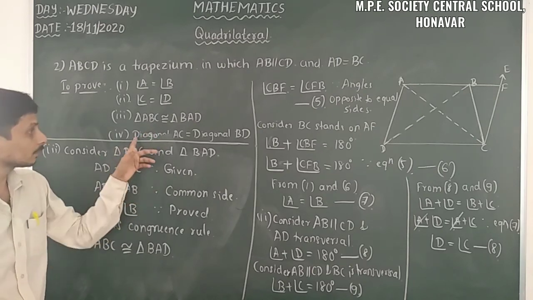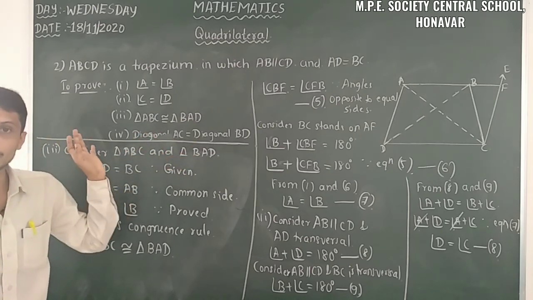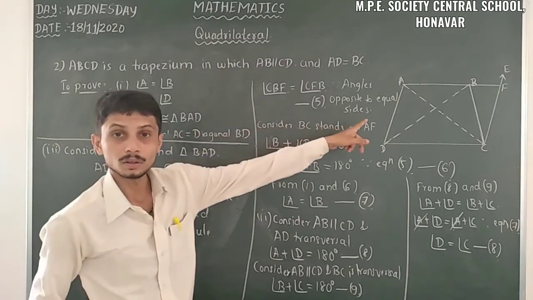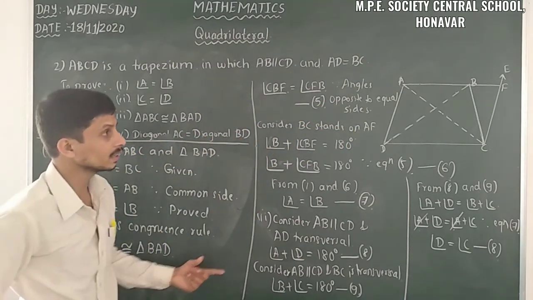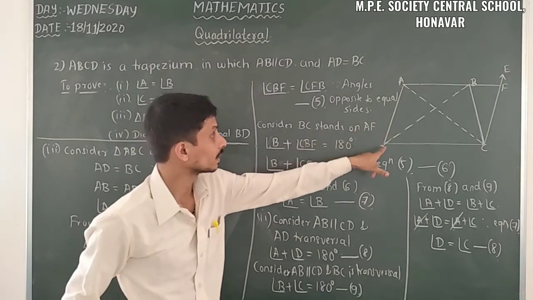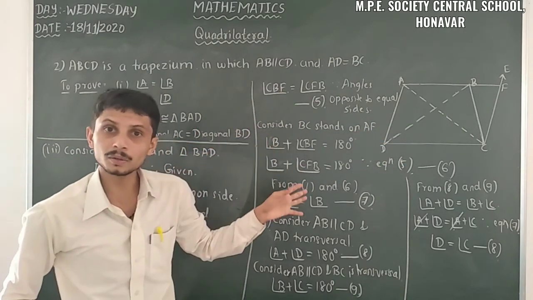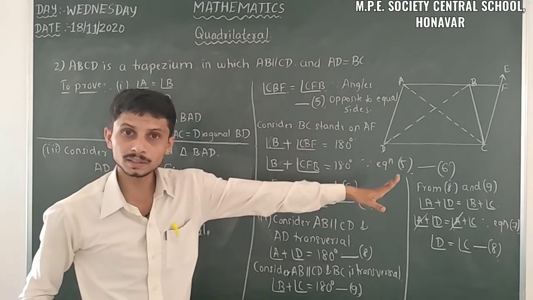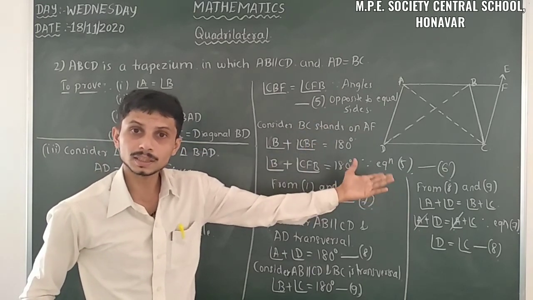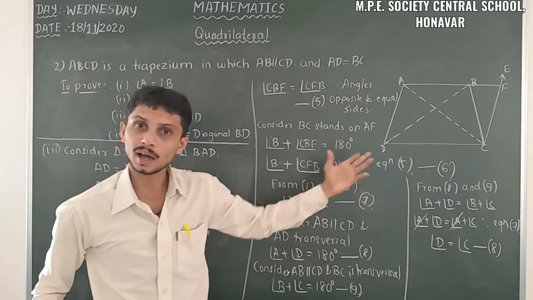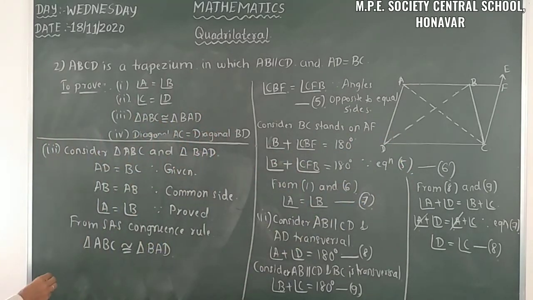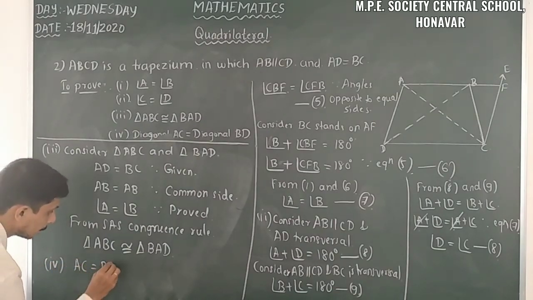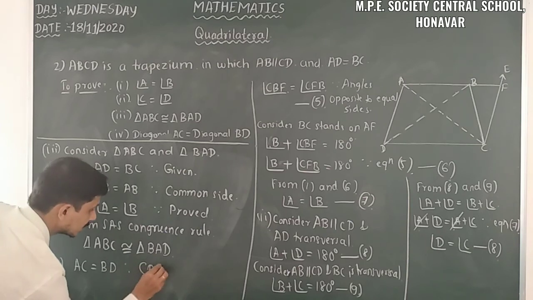Then here we have to prove diagonal AC is equal to BD. When triangle ABC is congruent to triangle BAD, AC and BD are corresponding parts. Corresponding parts of congruent triangles are equal. So that's why we can take AC is equal to BD. This implies the fourth one: AC is equal to BD because of CPCT.